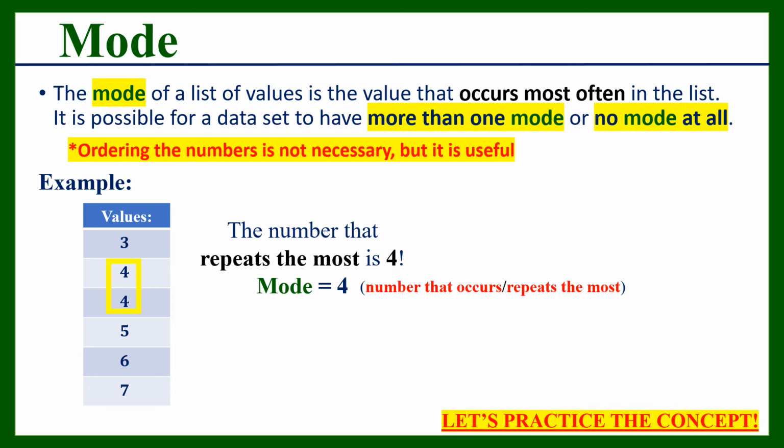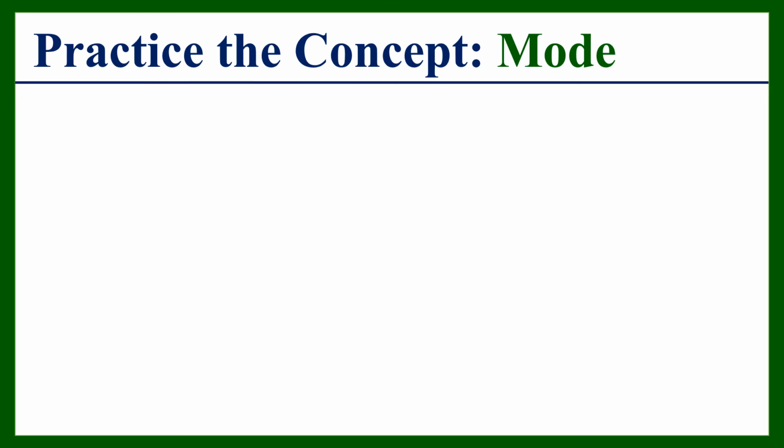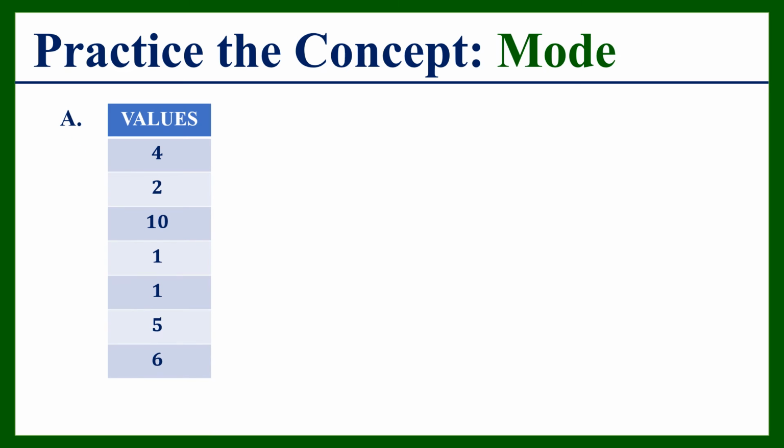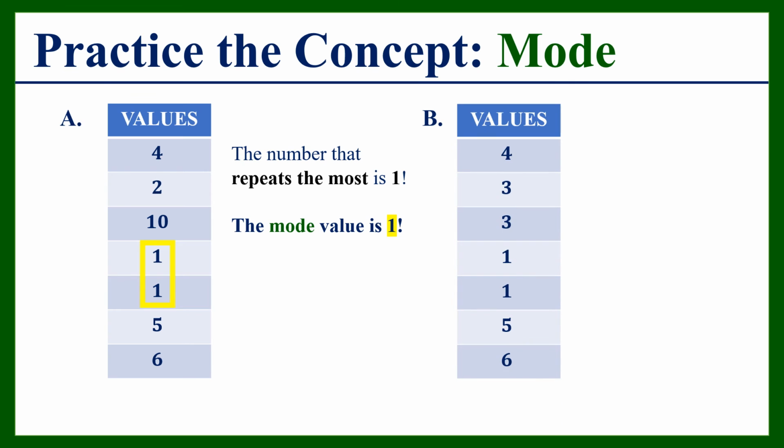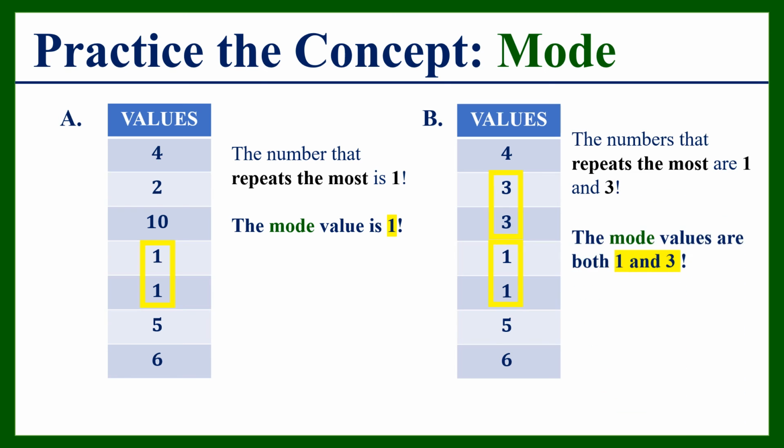Now that you understand what the mode is, let's practice the concept. Now try this example on your own. For example A, the number that repeats the most is 1. So that means that the mode value is 1. For example B, try this one on your own. For example B, you have two values that repeat the most, 3 and 1. So the mode values here are both 1 and 3.